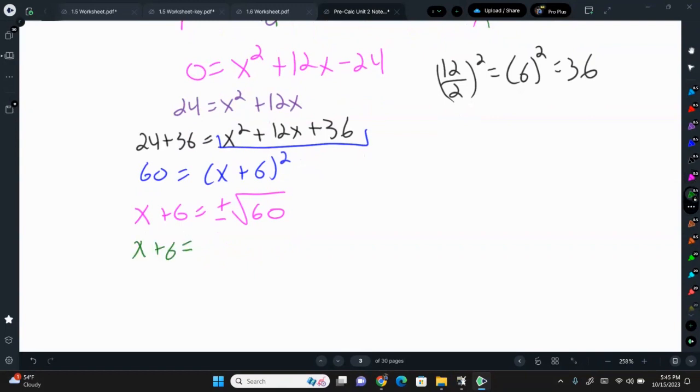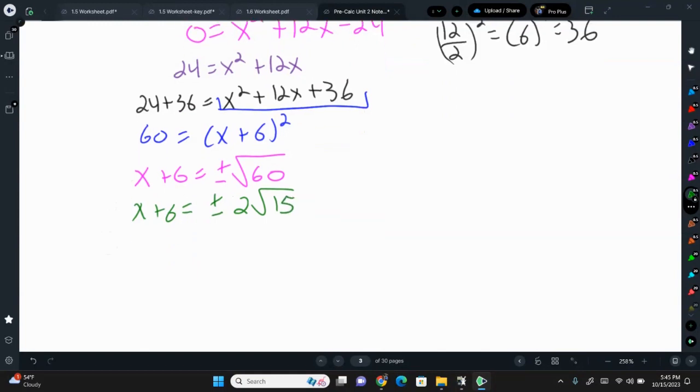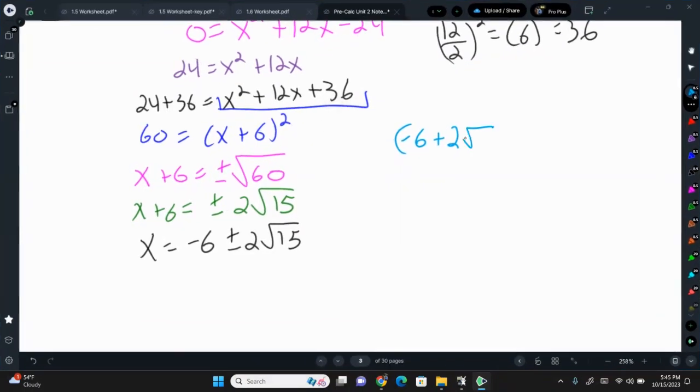x plus 6 equals plus or minus... We can split up the square root of 60 into 4 times 15. The square root of 4 is 2. So 2 times the square root of 15, and then we'll subtract 6 from both sides. So x equals negative 6 plus or minus 2 times the square root of 15. So algebraically, we would have our intercepts negative 6 plus 2 times the square root of 15, comma 0, and negative 6 minus 2 times the square root of 15, comma 0.